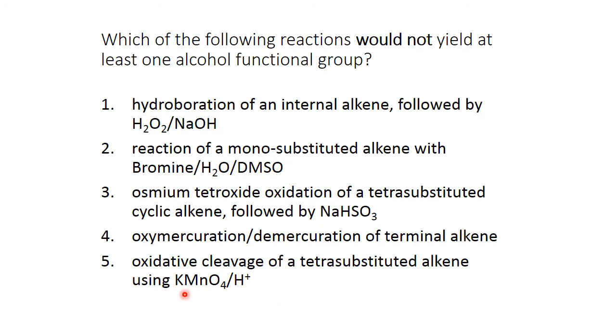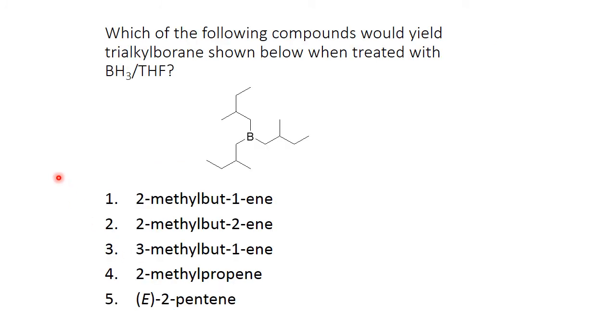But if I look at oxidative cleavage of an alkene, what would I get there? What I would get is 2 carbon-oxygen double bonds. This would not give an alcohol group. So that is the correct answer. Which of the following compounds would yield a trialkylborane that looks like this when you treat the alkene with borane and THF?